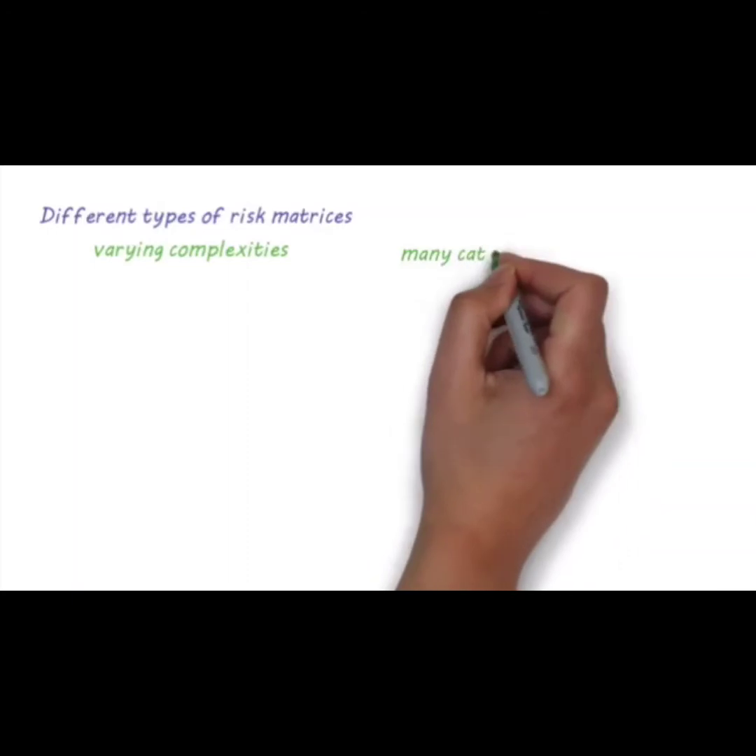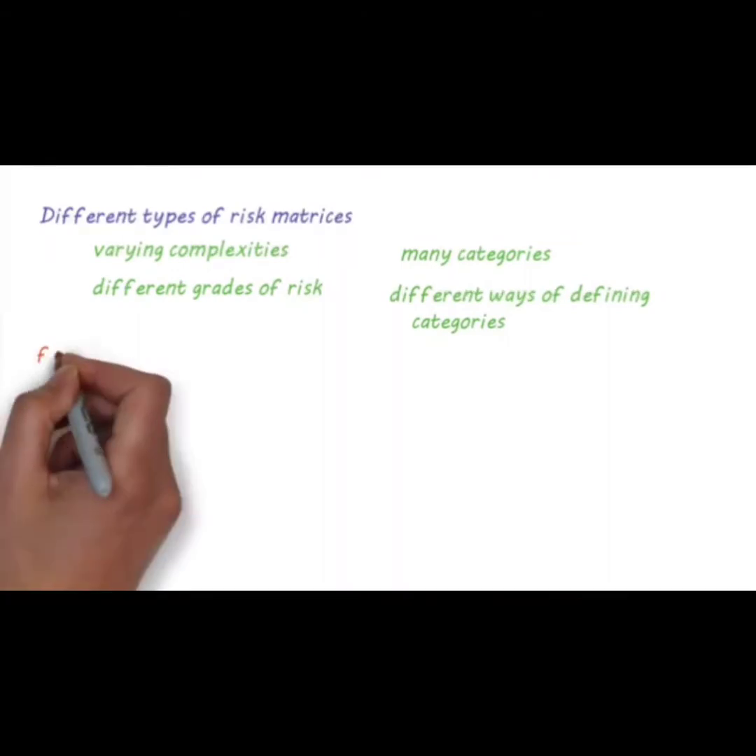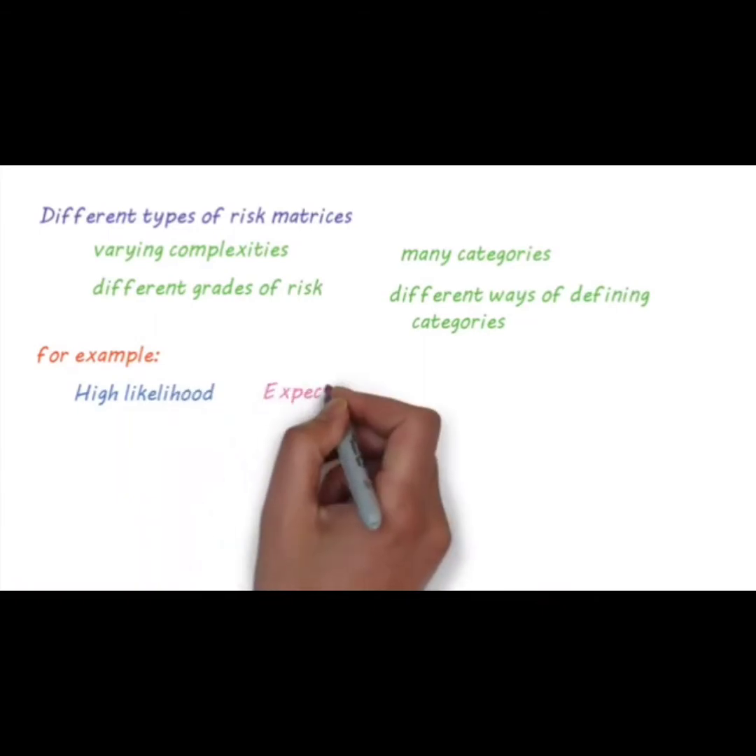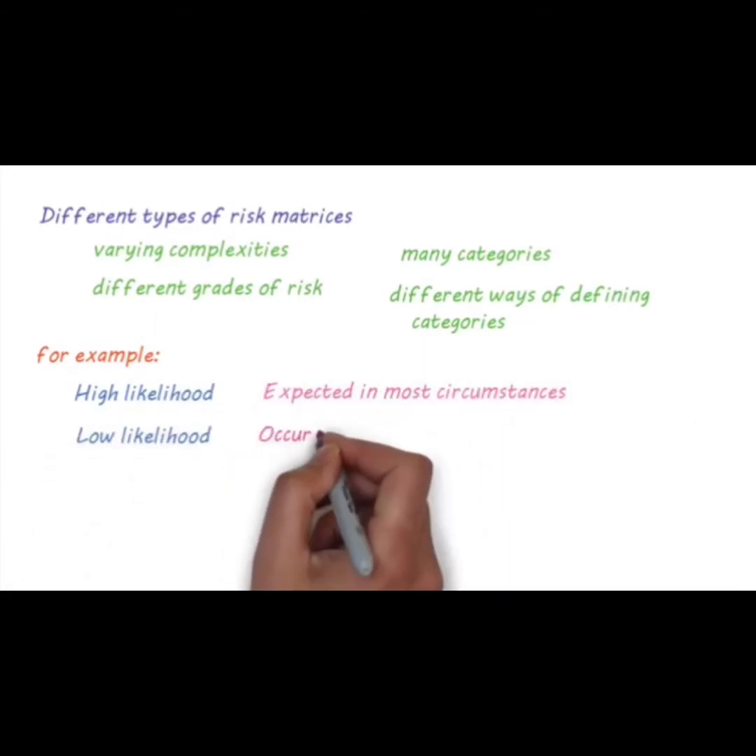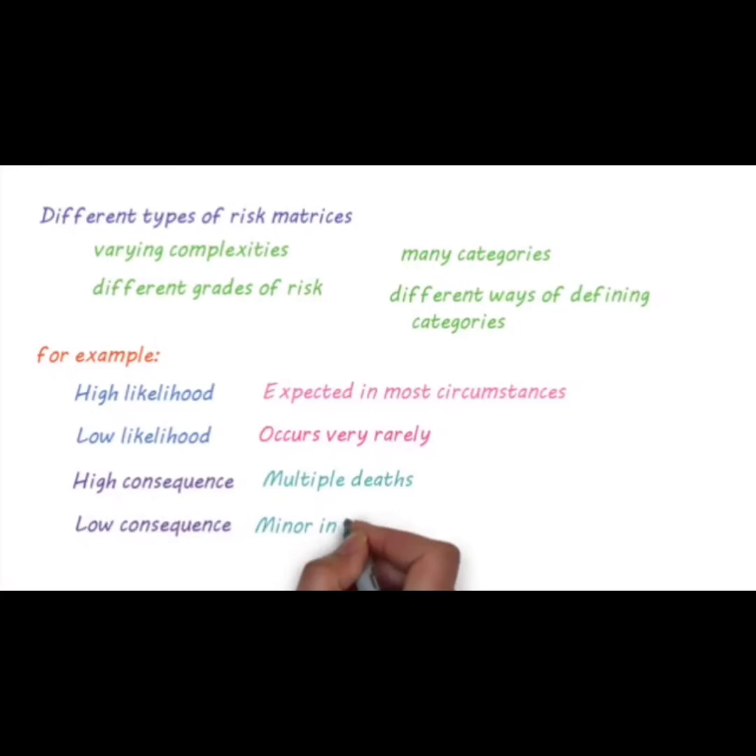They can have many categories and different grades of risk. They may also have different ways of defining categories of likelihood and consequence. For example, a high likelihood may mean that it's expected to occur in most circumstances, and a low likelihood may mean that it may occur only very rarely, such as once in 100 years. With consequence, a high consequence may mean multiple deaths, and a low consequence may mean only minor injuries.